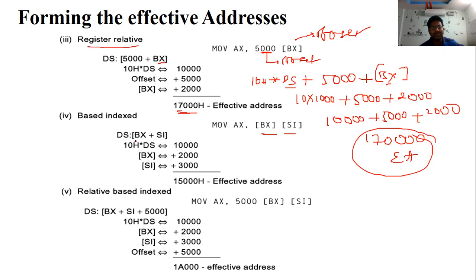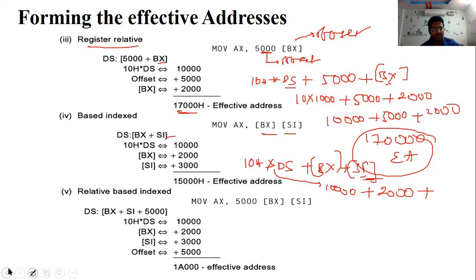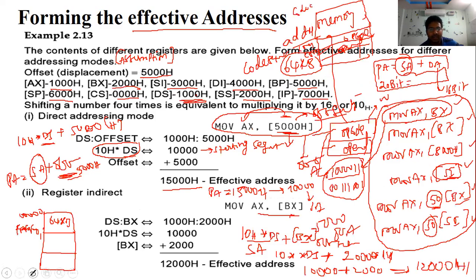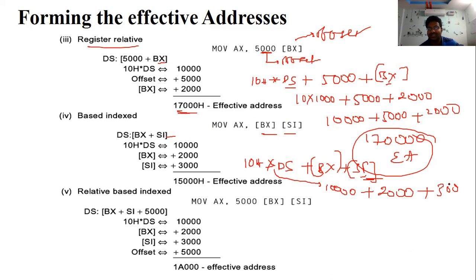So how to write this formula? 10H into the DS plus BX plus SI. So this is 10,000 plus the BX value 2,000 plus the SI value. You know what the SI value is? The SI value is 3,000. Yes, you can add these, 15,000.